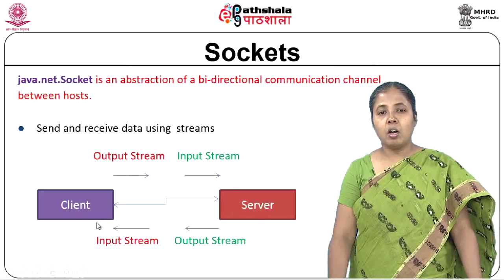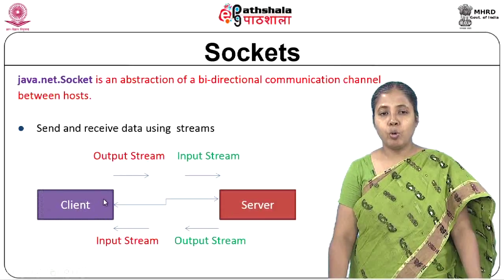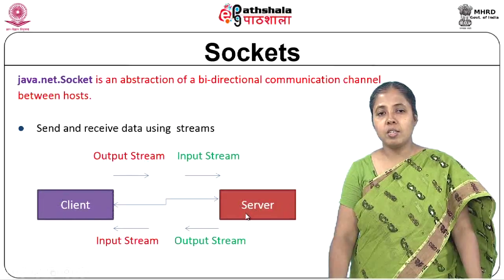Now you can see how we can send and receive data using streams. As I told you, we have two entities. One machine would be called a client and the other one would be called a server, and there would be an input stream and output stream associated with both the entities. An input stream is for reading data into the server and an output stream is for sending some information from the server. Each of these two entities has to have an input stream and an output stream.